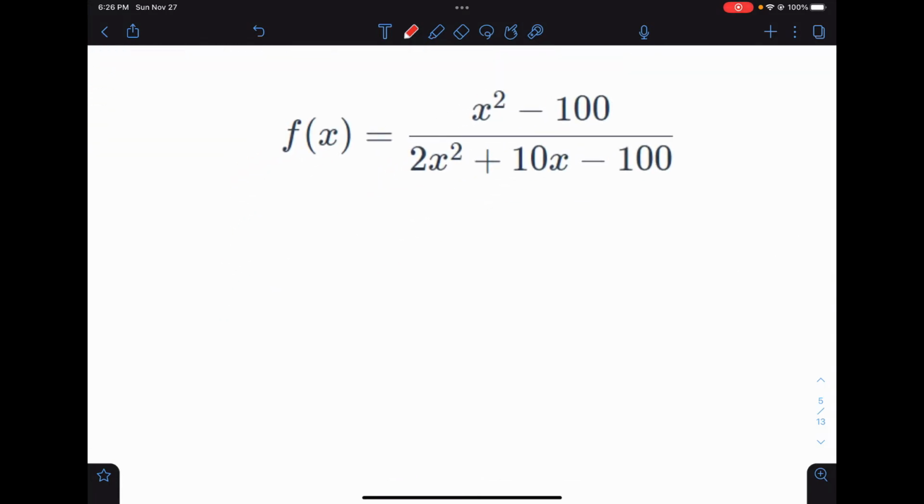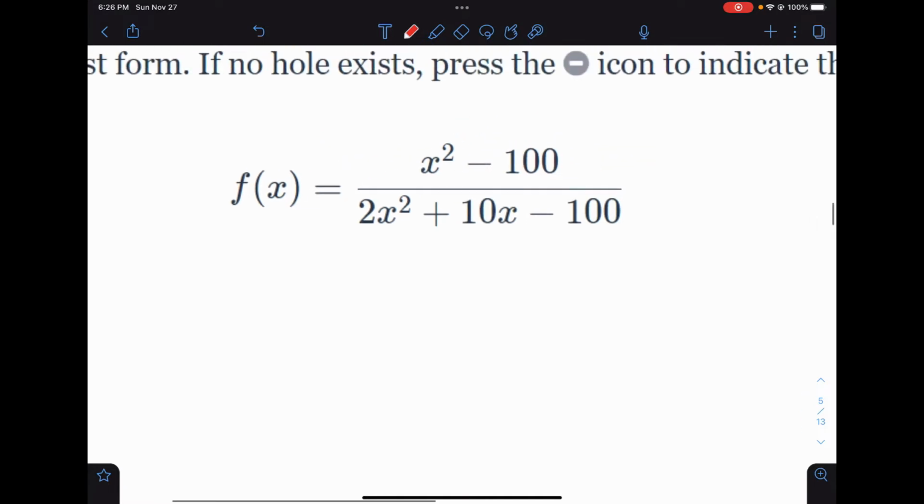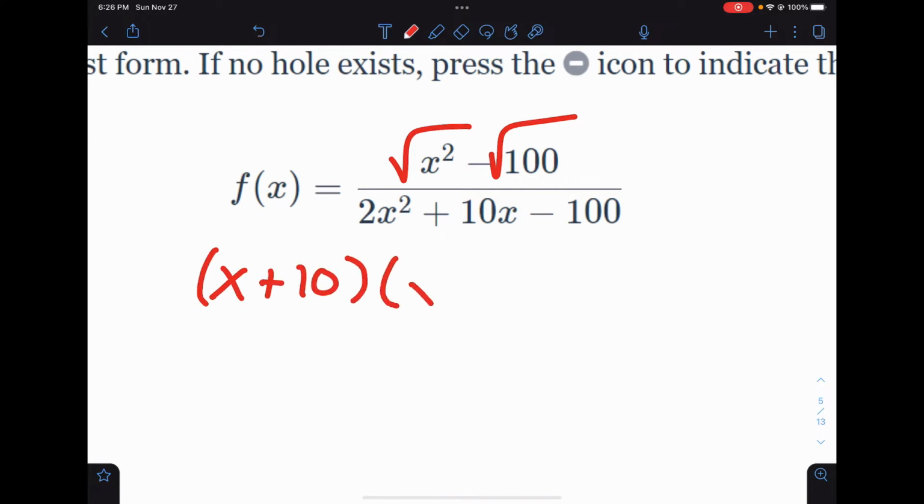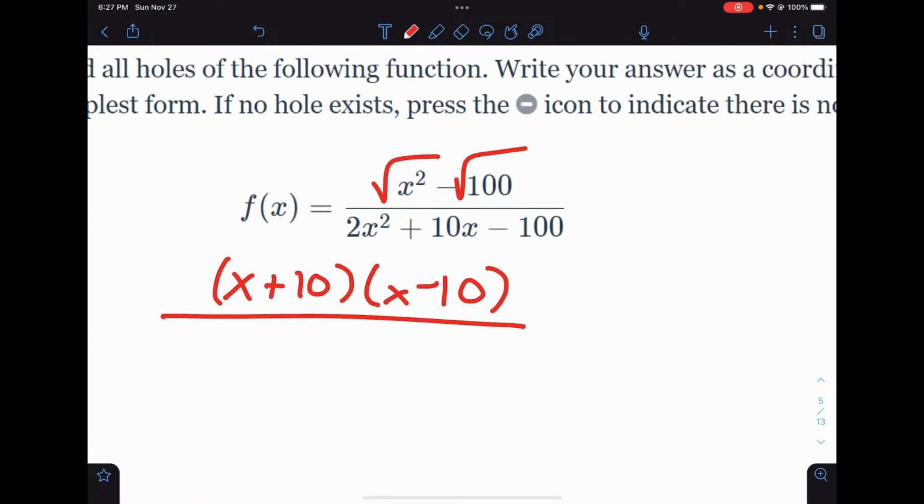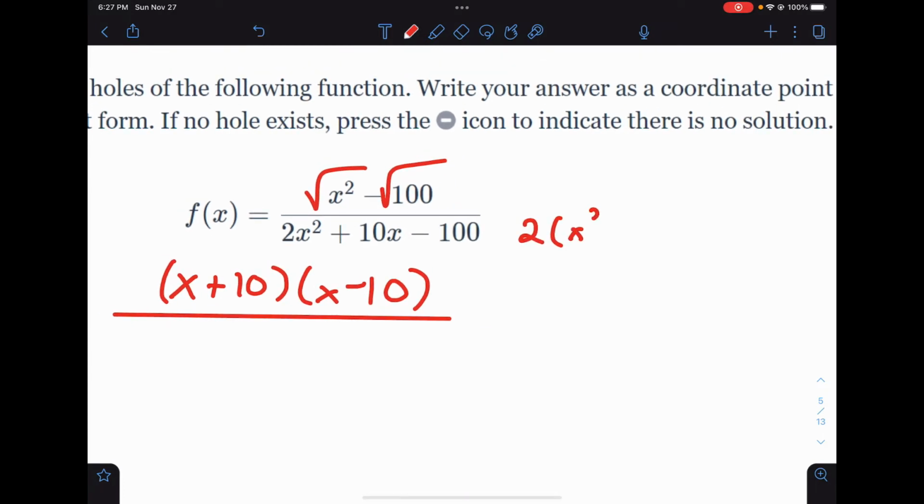So what this means is that we need to actually factor the numerator and the denominator. Let's take a look. In the numerator here, we've got a difference of squares. We can take the square root of both of these. We're going to do x plus 10, x minus 10. Now, in the denominator here, before I factor, I'm going to want to take out a GCF. So we take a 2 out. I get x squared plus 5x minus 50. Whoops.